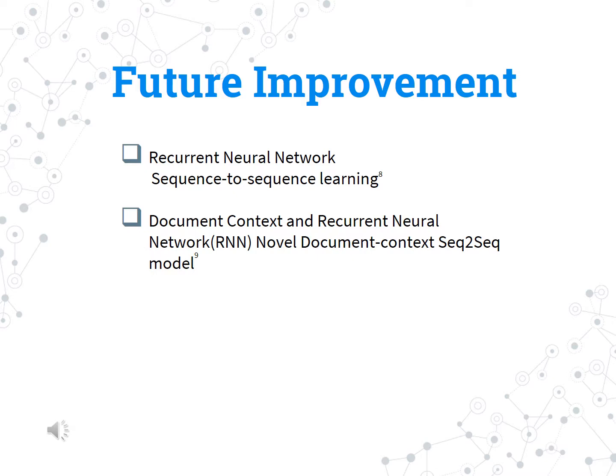The major future improvement is using neural networks. Sequence-to-sequence learning abstractive summarization has much better performance than extractive summarization, and the document context and recurrent neural networks, such as the normal document context sequence-to-sequence model, even have a better ROUGE result than Google sequence-to-sequence. And this text summarization tool is extendable. It is easy to add state-of-the-art summarization approaches.